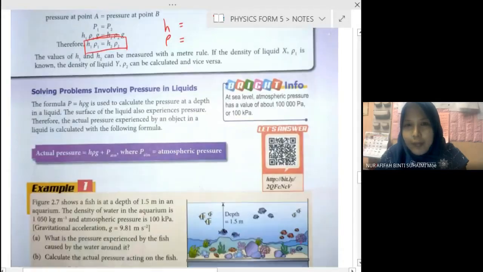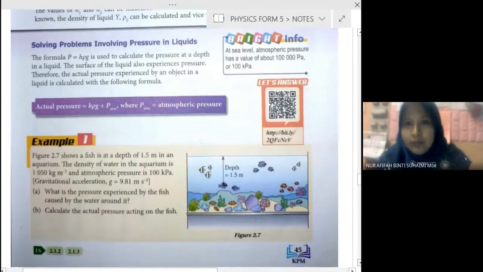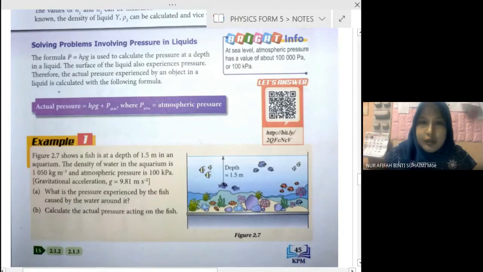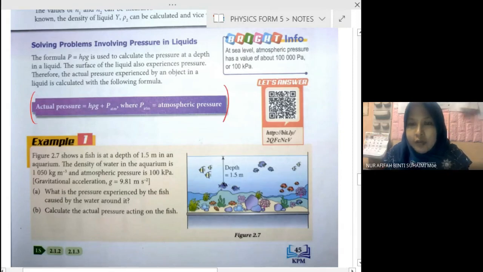Solving problems that involve pressure in liquid is fine. Okay, for an object in a liquid, there are two pressures exerted actually.